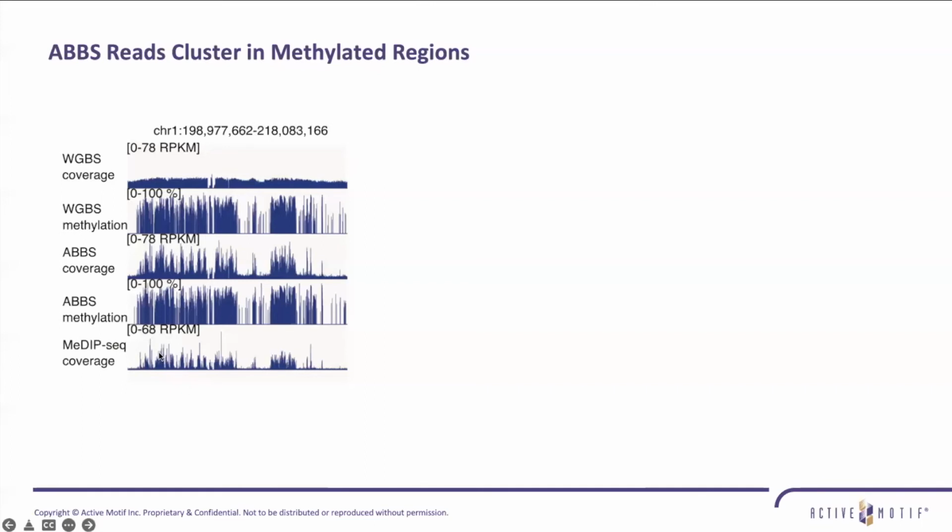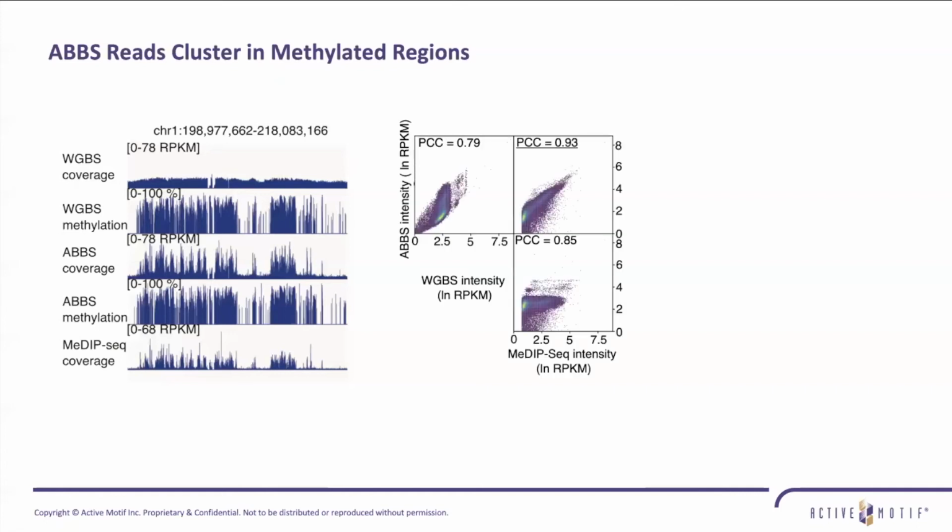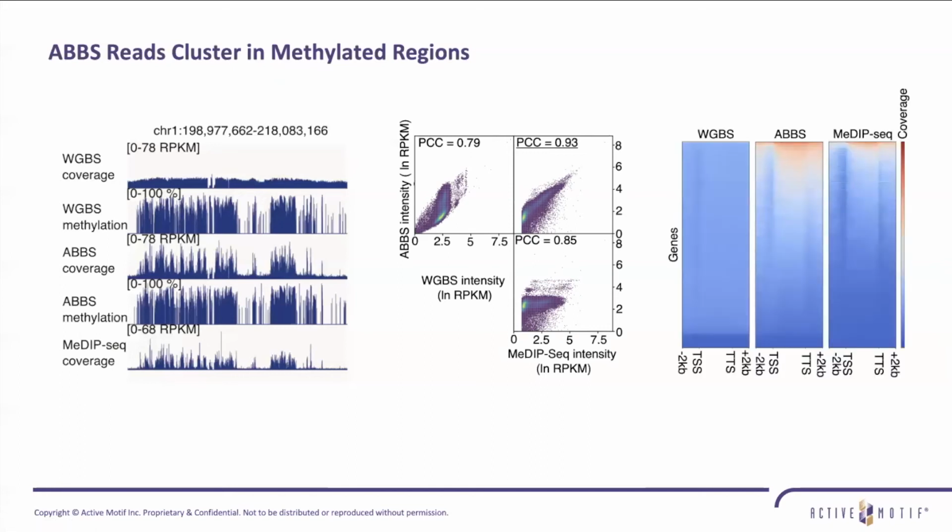And finally, we can also see that MEDIP-seq parallels very well the ABBS coverage. And so it makes sense because these are two techniques that enrich for DNA methylation. On the global scale, we can also see that ABBS intensity correlates very well with MEDIP-seq intensity, where we see a PCC of 0.93. And finally, we can look at metagenes, and the ABBS signal is clustered in the gene bodies, which is something that is known in the methylation field.